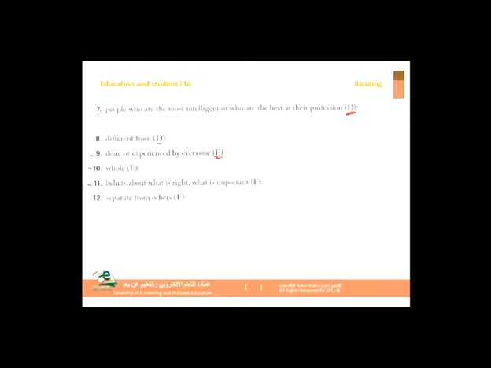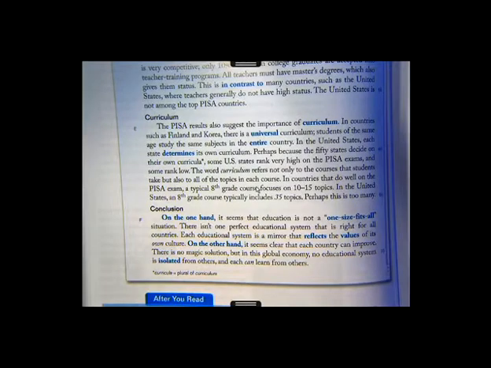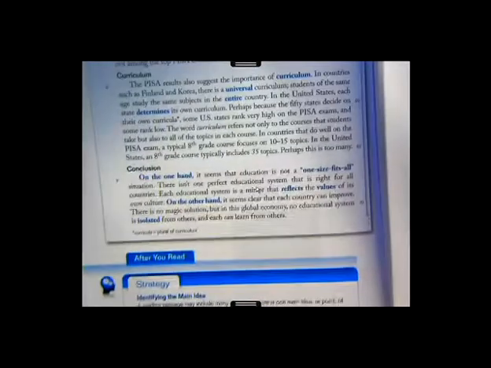Number 11, beliefs about what is right, what is important. And that is presented in paragraph F. Okay, so it's beliefs about what is right and what is important. This is paragraph F.